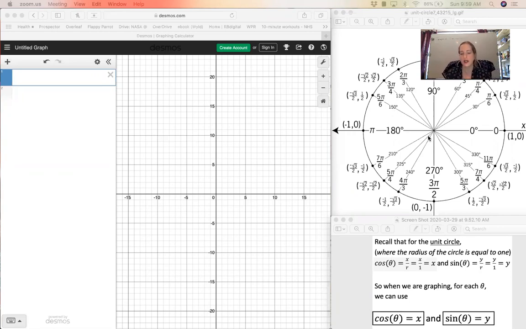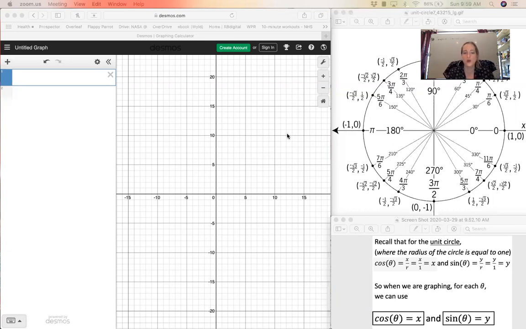The really important thing to remember when we start is that the unit circle has radius 1. If we're thinking about cosine and sine, remember that cosine of theta is x over r in terms of our right triangle. If our radius is 1, that means x over 1, or just x. So as we start graphing the cosine function, we can think of cosine of theta as being equal to the different x values from our unit circle.